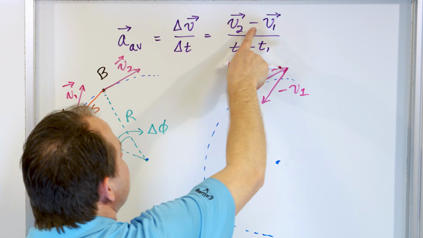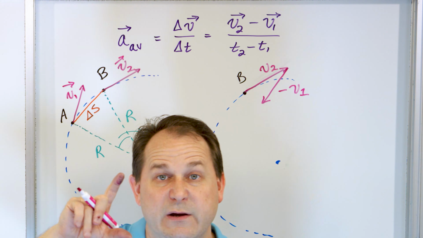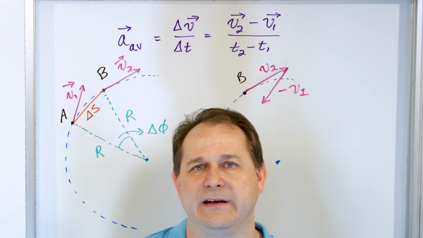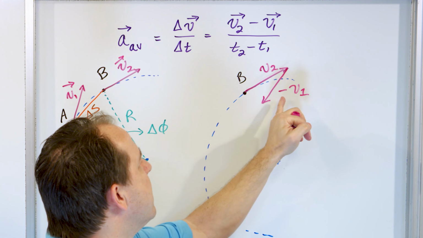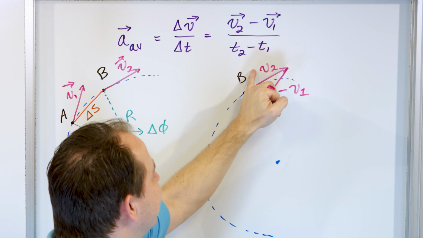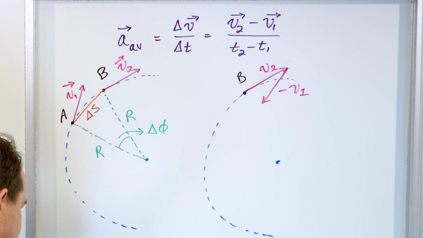So we want to take v2 minus v1. The way we do it is we take v1 and we make it negative, and then we add it to v2. That's the same thing as v2 minus v1. If you add these two together, it's the same as v2 minus the vector v1. So what do you get?